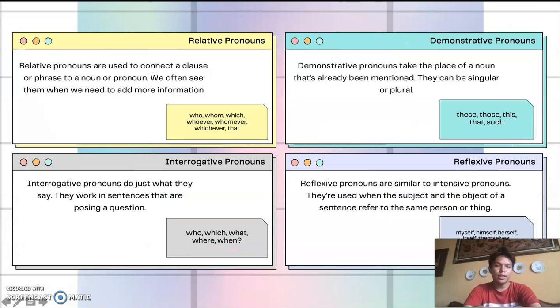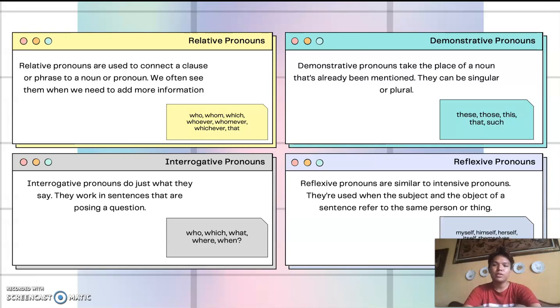The next is relative pronouns. Relative pronouns are used to connect a clause to a noun or pronoun. We often see them when we need to add more information. Examples are who, whom, which, whoever, whomever, whichever, that.